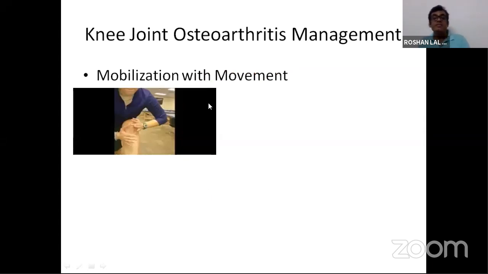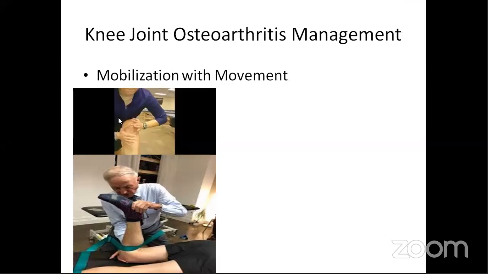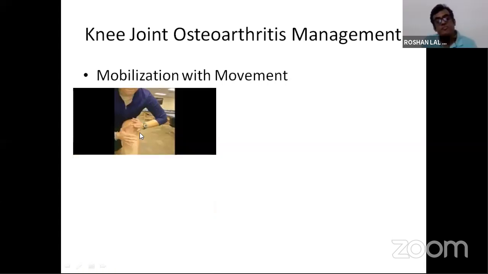Mobilization with movement. In this technique, we see that because of degenerative changes, there are some translatory movements. And if these translatory movements can be corrected, we can improve the symptoms of the patient. So in a mobilization with movement, there is a lateral glide of the tibia. This can be given in this way. First, we'll see this.